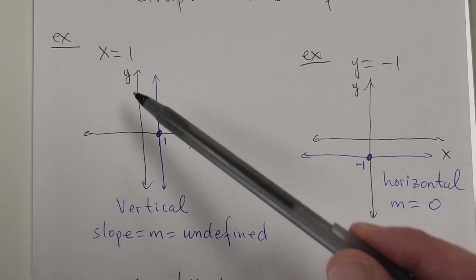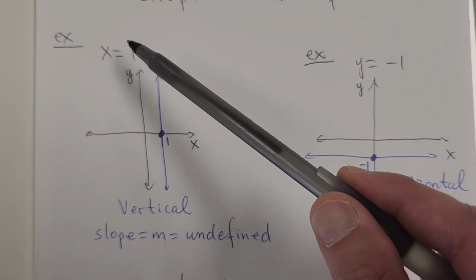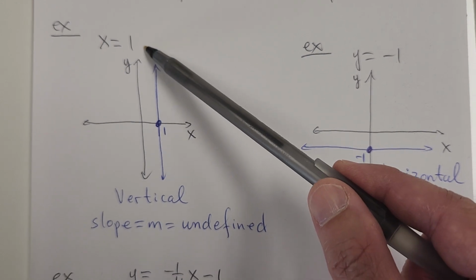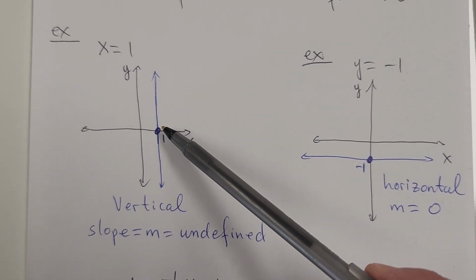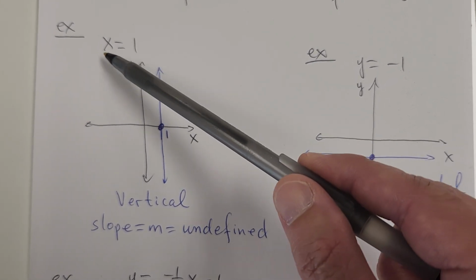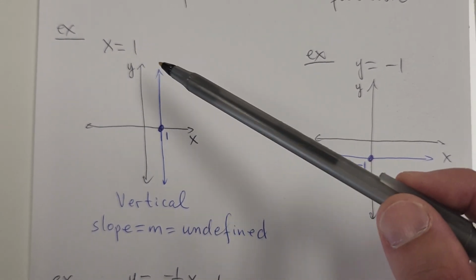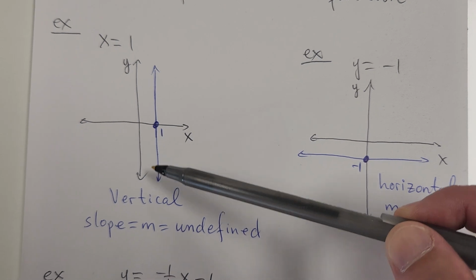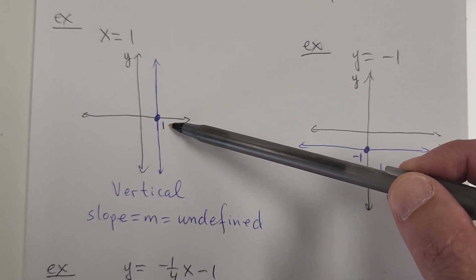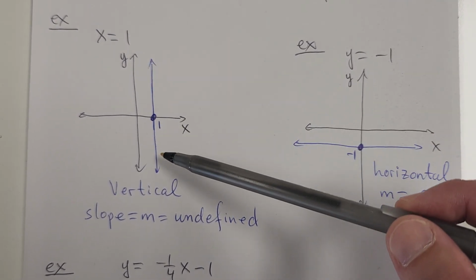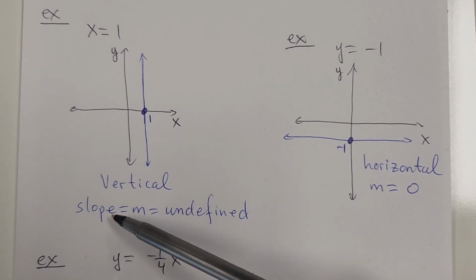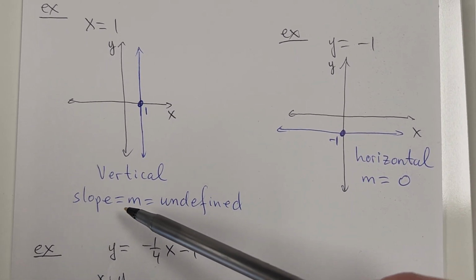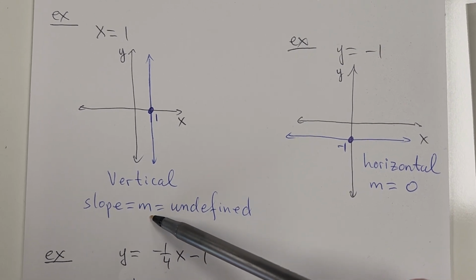One more time, when you have just one letter and one number, then it will be where it is. So here I have x equals 1. So you have a vertical line on the x-axis at 1. And since this is a vertical line, our slope is undefined. And slope is represented by the letter m.